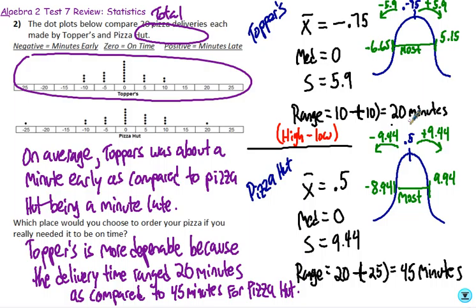Another thing that we could speak about is the standard deviation, right? So we could say that most of the time Toppers was in between 7 minutes early and 5 minutes late, which is better than Pizza Hut, who's early by 9 minutes, which is good that they're early, but then the other side of that is that sometimes they're late, and late by almost 10 minutes, right?